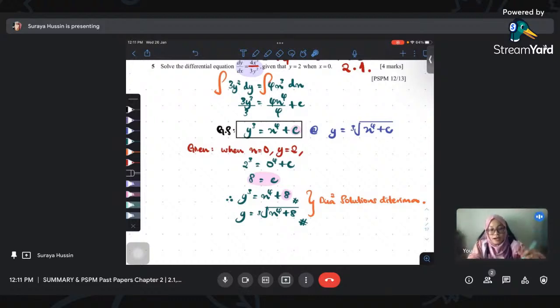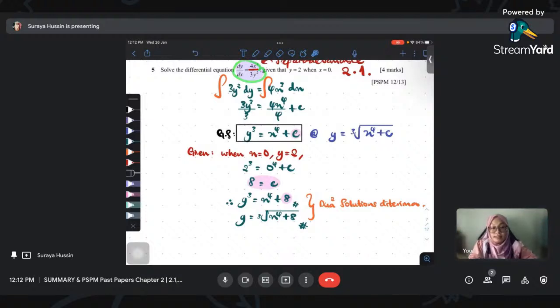Okay, separable kena pandai tengok dari soalan, senang cerita. Okay, soalan yang macam mana? Soalan yang ada unsur bahagi ataupun unsur darab. Barulah boleh buat cross multiply. Okay, separable hanya untuk yang boleh cross multiply sahaja.